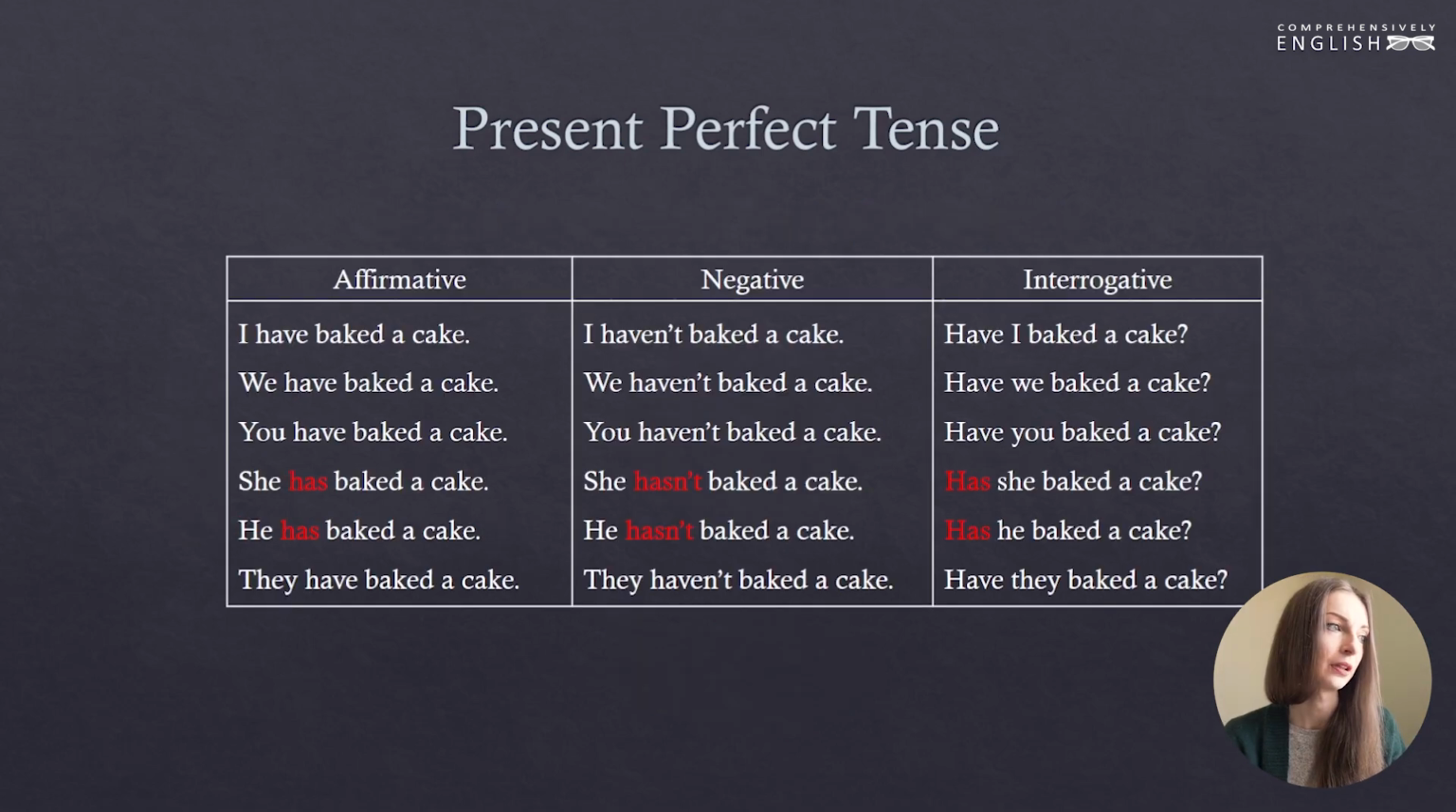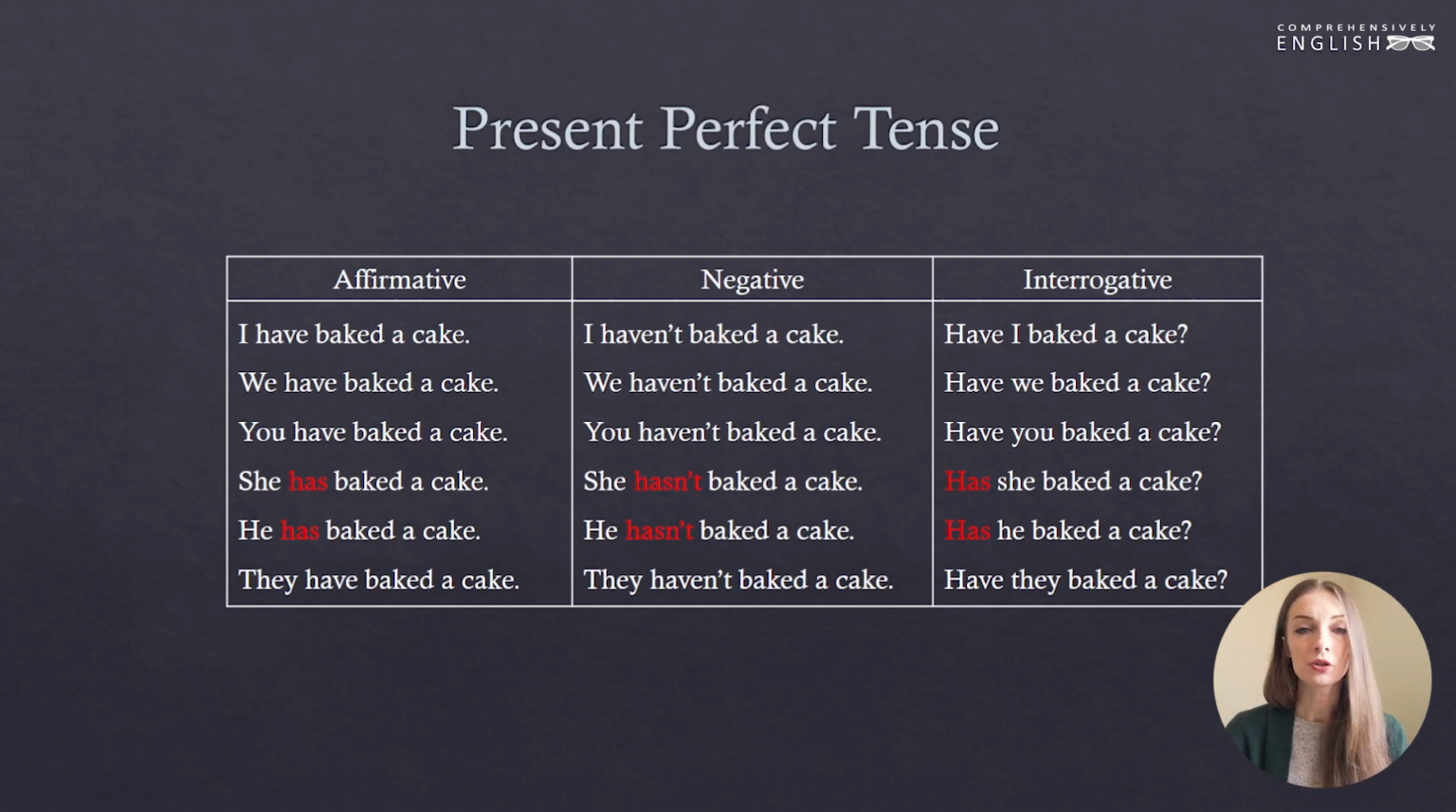Let's look at the table of different types of sentences and how have changes. Yeah, so we use have with I, we, you, they, and has with he, she, it, as I have already mentioned. It is an auxiliary verb, so it takes not when we speak about negative sentences, like she hasn't baked a cake and he hasn't baked a cake. It hasn't eaten a cake, for example.